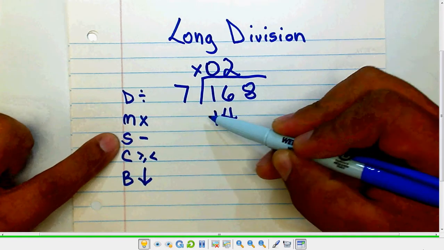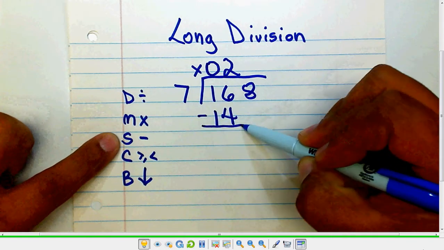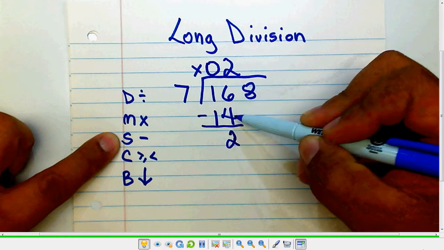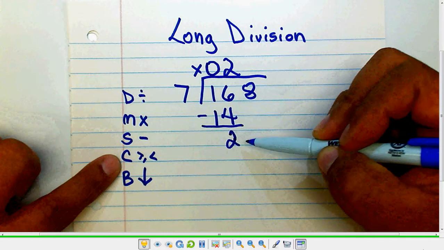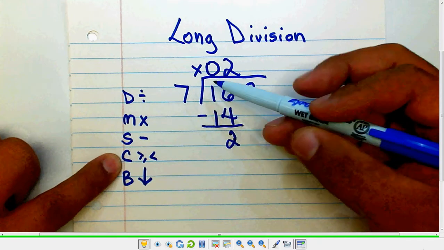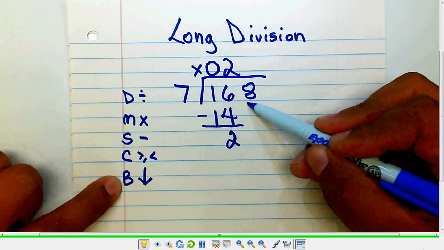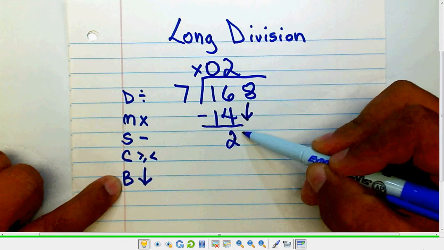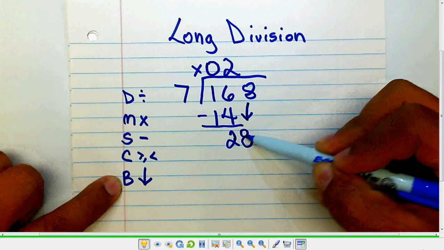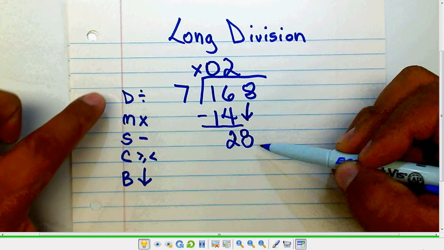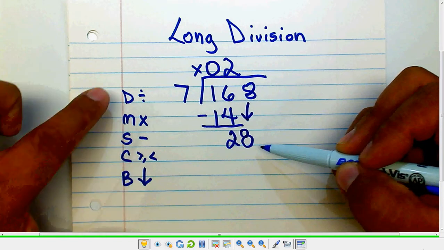Next step, subtraction. 6 minus 4 is 2. Compare. We have 7 in each group. I only have 2. So I'm going to bring down 1 digit at a time. And then back to the top. It's like a cycle. Drive my super cool buggy back to the top.